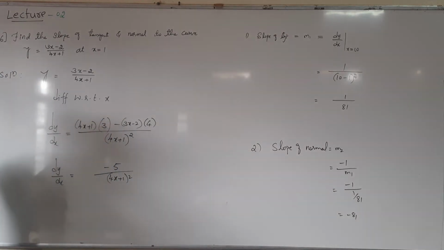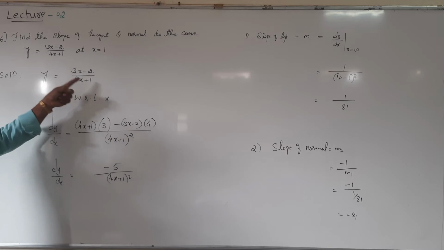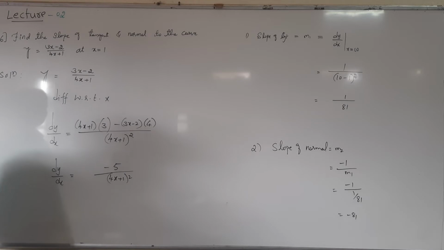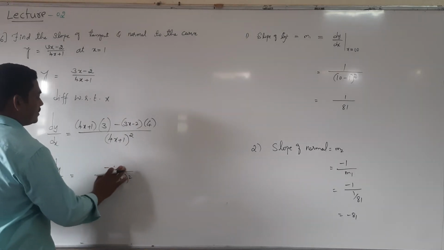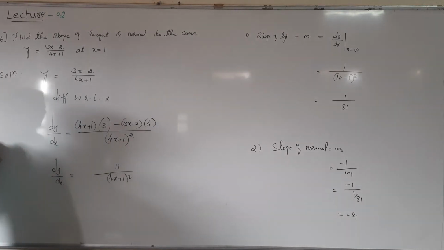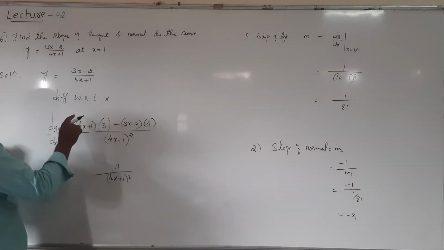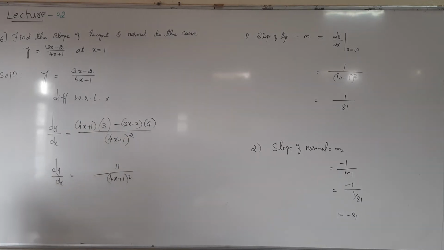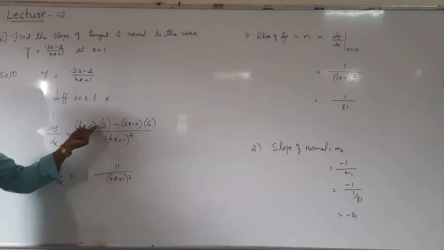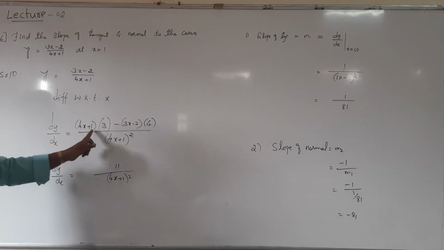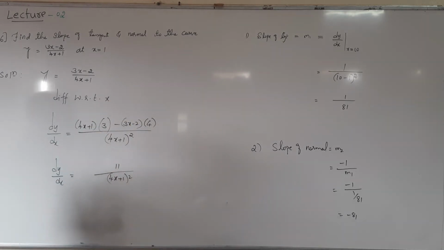Just usual simplification. 3 minus of minus plus. It is 11 divided by, with plus 2 sign, 11 divided by (4x plus 1) whole square. It is our dy by dx. Just usual multiplication and simplification. 12x gets cancelled. 3 plus 8, that is 11 only.